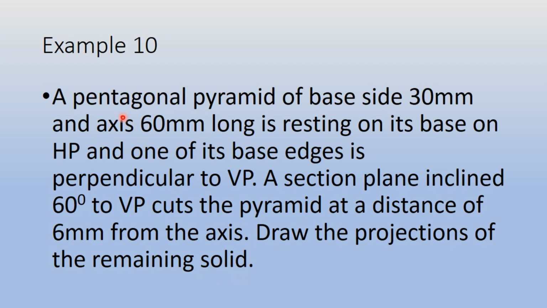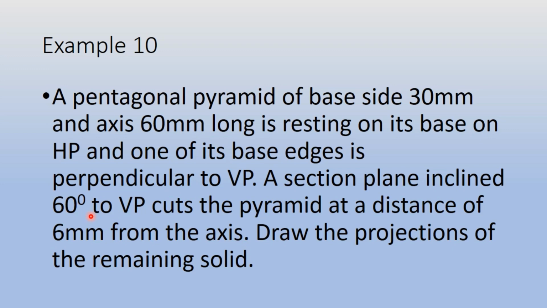So here again we are having a pentagonal pyramid of side 30 mm and axis 60 mm long. It is directly resting on its base on HP, and one of the edges is perpendicular to VP. So this is a simple case which we have seen already. The top view is a pentagon and the front view will have some triangles, and it is being cut by a section plane now which is inclined to VP. Earlier it was parallel to VP.